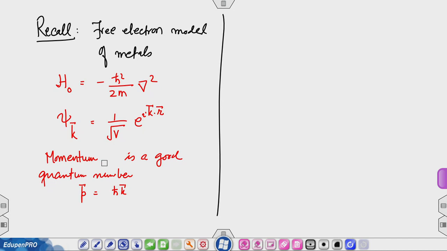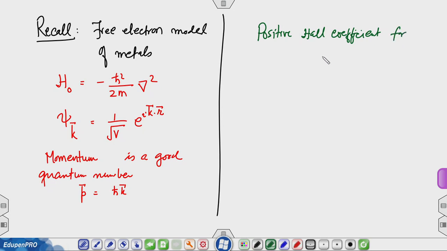Now, this explained many things, but one thing that was not explained, and I will just mention that, was the positive Hall coefficient for materials like beryllium, aluminum and indium. I would like you to go back to that lecture and see that these are positive. In fact, as we develop the theory, you will also see why Be and Mg are conducting.